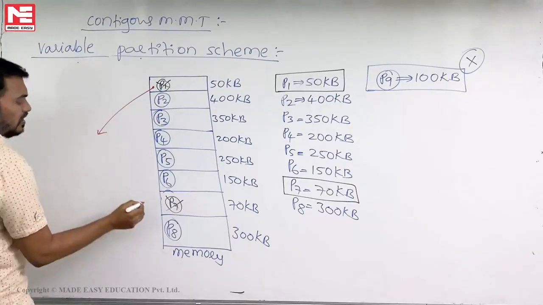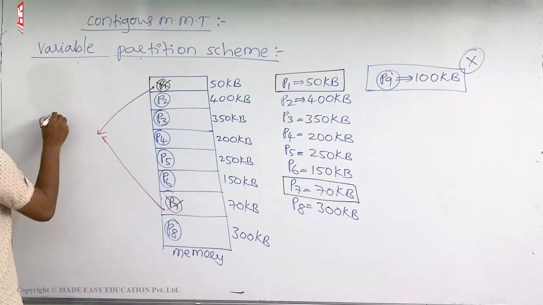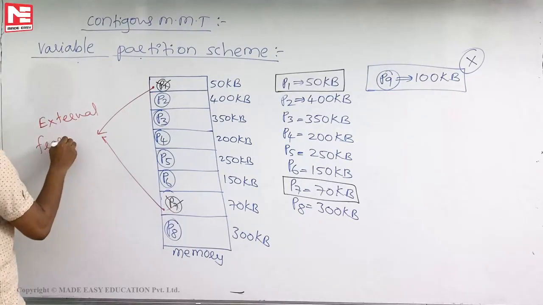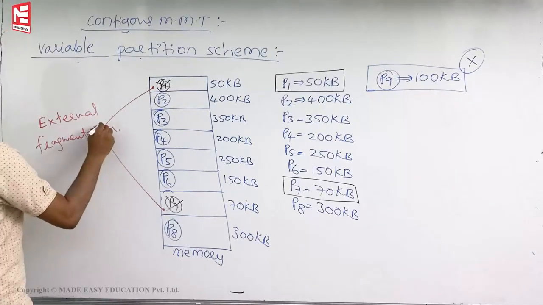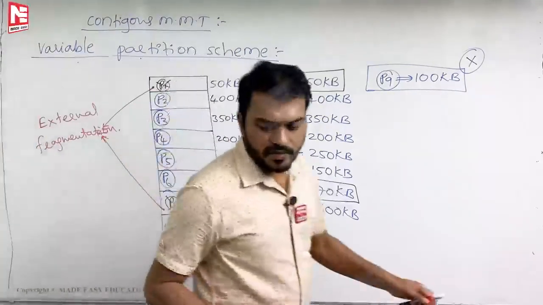External fragmentation. Copy करो अभी अच्छे से. Okay, so this problem is called as external fragmentation. Copy करो, मैं साइड हो जा रहा हूँ.